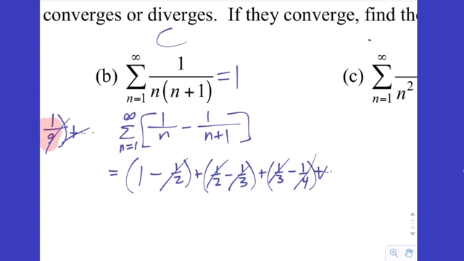But in this case, I'm just telling you that there are some clever ways to find sums of things that are not geometric series. And here's one of them.